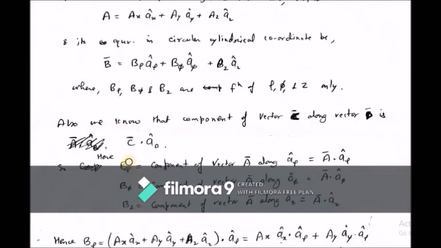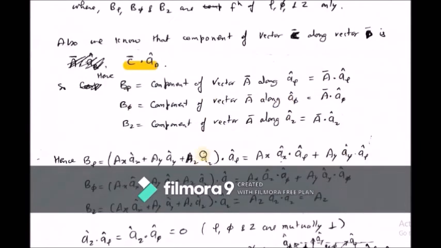So what should b rho be? Using this relation, b rho should be a dot a rho. B phi should be a dot a phi. Bz will be a dot az. Okay, so using this relation I can calculate b rho, b phi, bz.